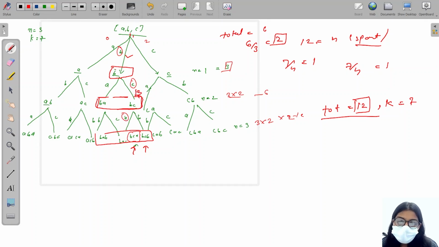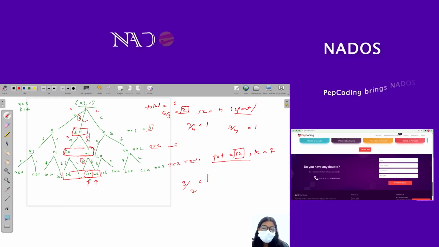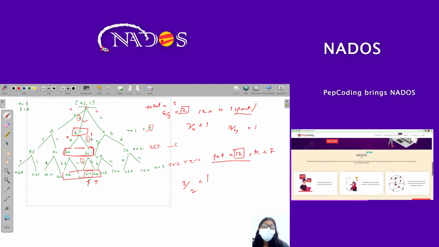So for this, my value would be 3, because here K was 7, and here K would be 4, right? Because for total equal to 6, the string that contains BC will be at the 4th position. So here K is 4, and K minus minus is 3. 3 divided by the single part 2 is equal to 1. So 3 divided by 2 will be 1, so this will be the first call, and it will again go to the first call.